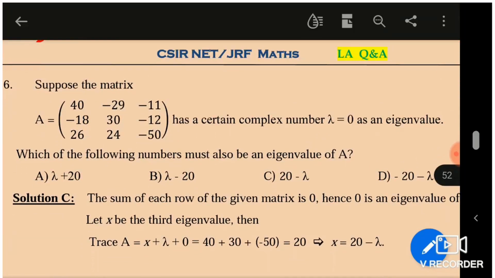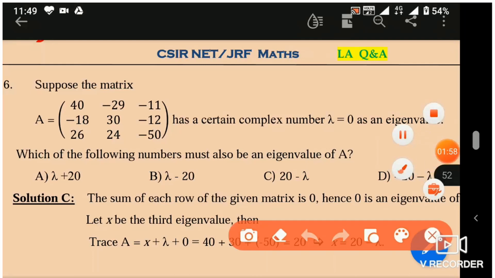Trace of A equals x plus lambda plus 0. The actual trace is 20. So it implies x equals 20 minus lambda. So the third eigenvalue must be 20 minus lambda. This is the answer.